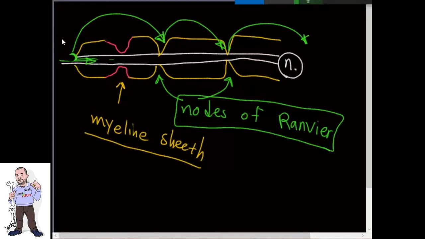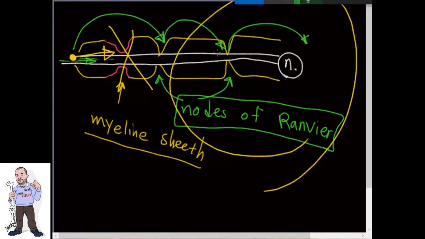Electricity comes to this point. Then what happens from here? It goes here and then stops. It doesn't go anywhere. So here, there is no electricity coming. Do you understand what I mean? So anywhere you have this point, this damage of the myelin, there is no electricity passing through.